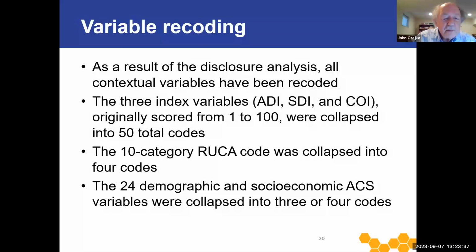Based on the findings from the disclosure risk analysis, Mathematica recoded all of the contextual variables as described here. So the 3 index variables, which also include the ADI, and were originally scored from 1 to 100, were collapsed to 50 total codes. The 10 category rural-urban commuting area code was collapsed into 4 codes. And the 24 demographic and socioeconomic ACS variables were collapsed into either 3 or 4 codes.